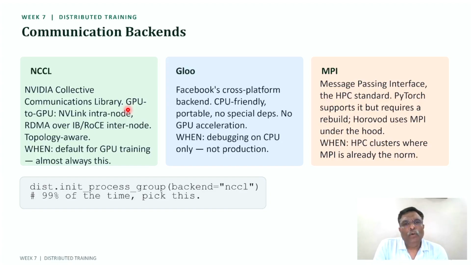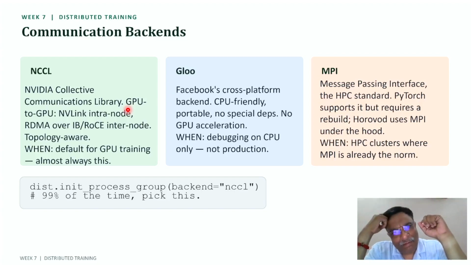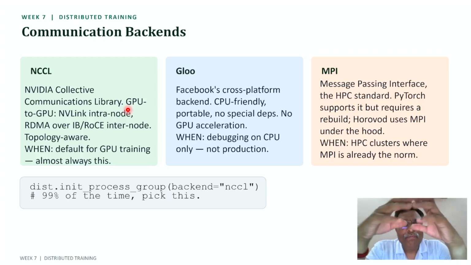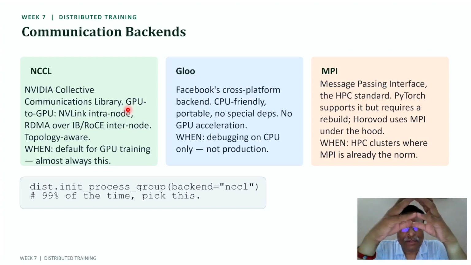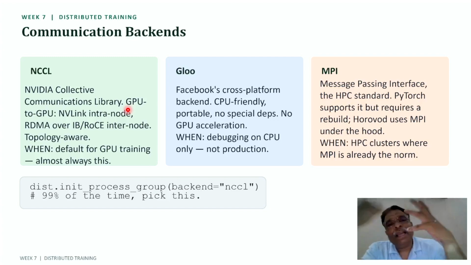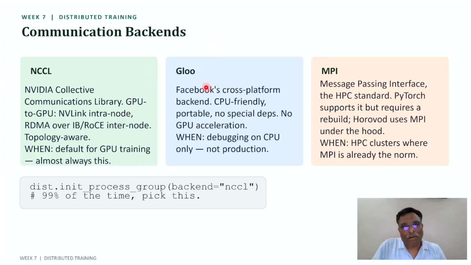Gloo is Facebook's cross-platform backend, and it is CPU friendly. It does not have the concept of GPU acceleration. So when you want to debug something with multiple CPUs, you can use this framework. And in a hybrid environment, where you have a lot of CPU clusters and a lot of GPU nodes as well, you can use it to link your CPU and GPU computation.